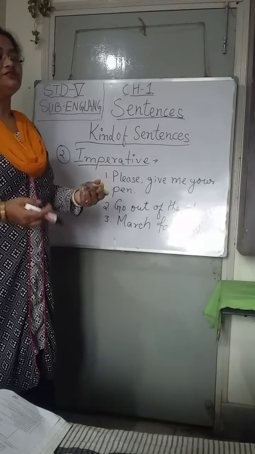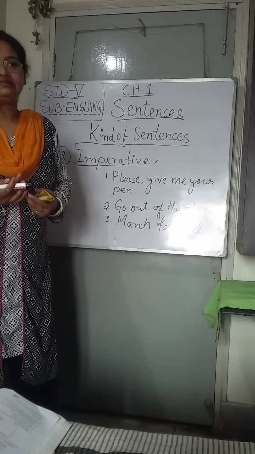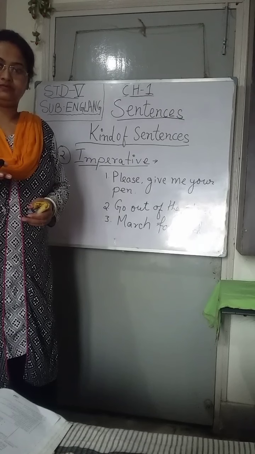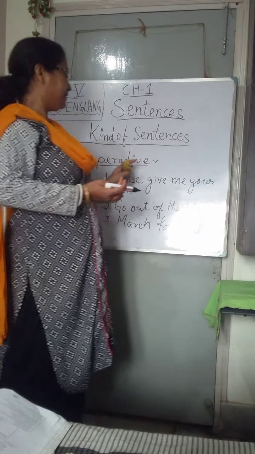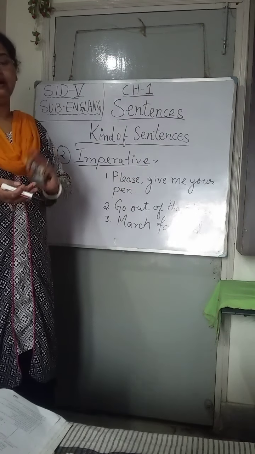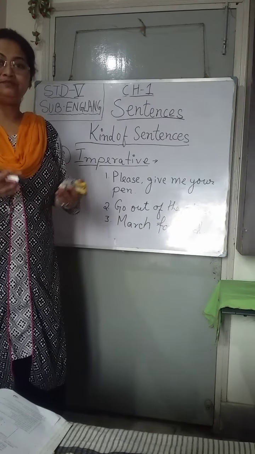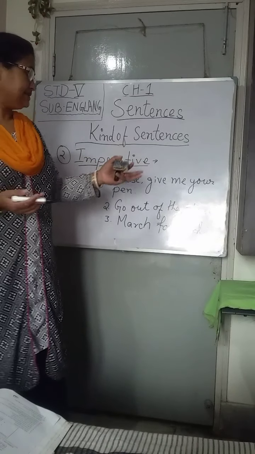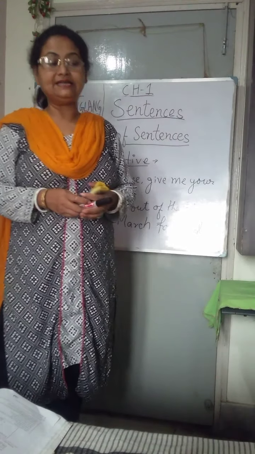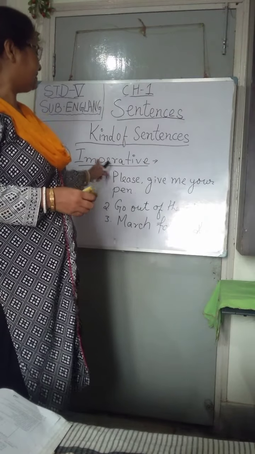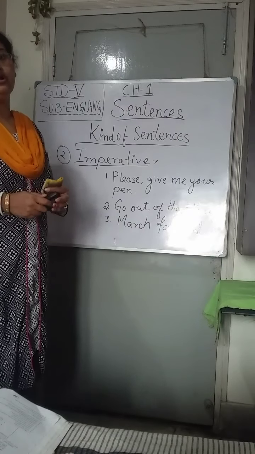Advice also comes under this kind of sentence, and wish also. Suppose I say, may God bless you. So it's a kind of wish. So under imperative sentences, we express command, then request, then wish, and sometimes advice also. This is known as an imperative sentence. Clear? We have discussed the next kind of sentence, the imperative sentence. An imperative sentence expresses a command or request.